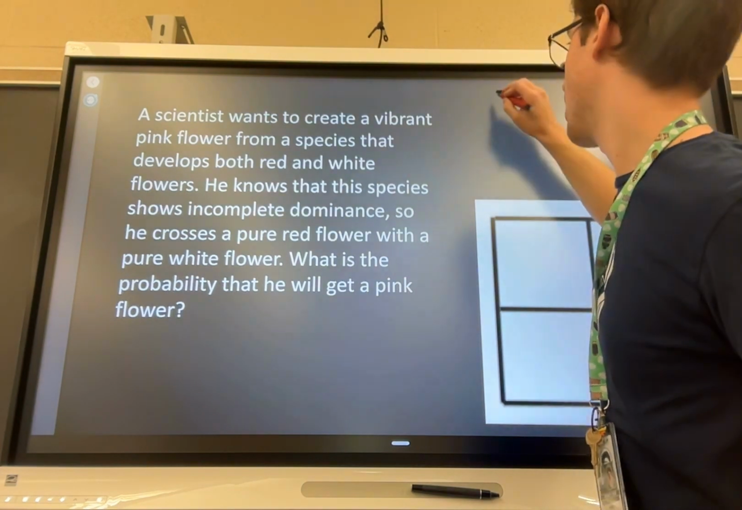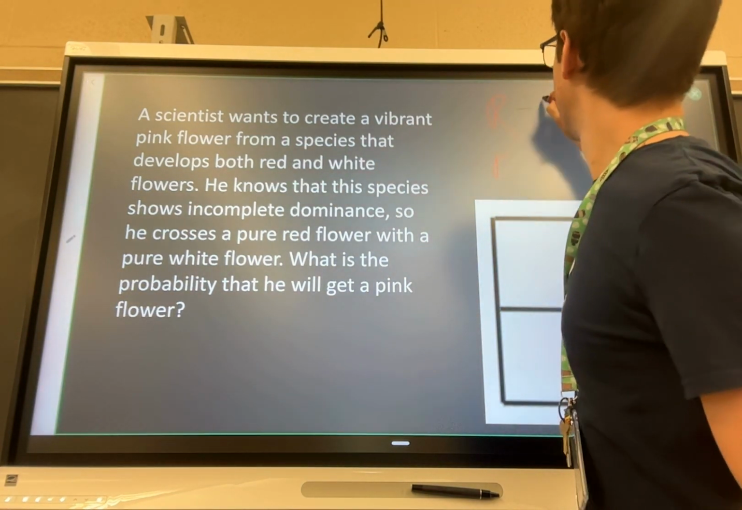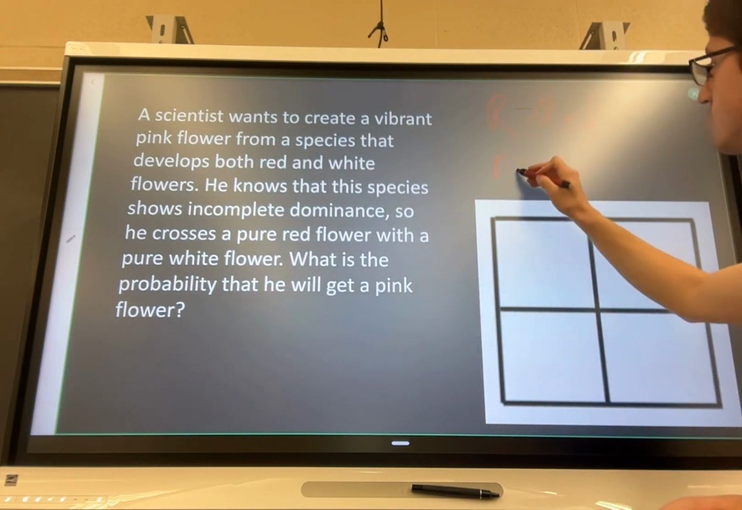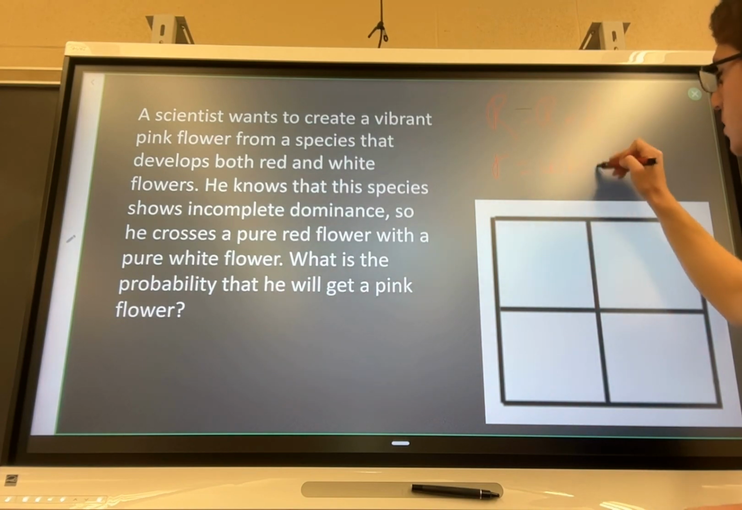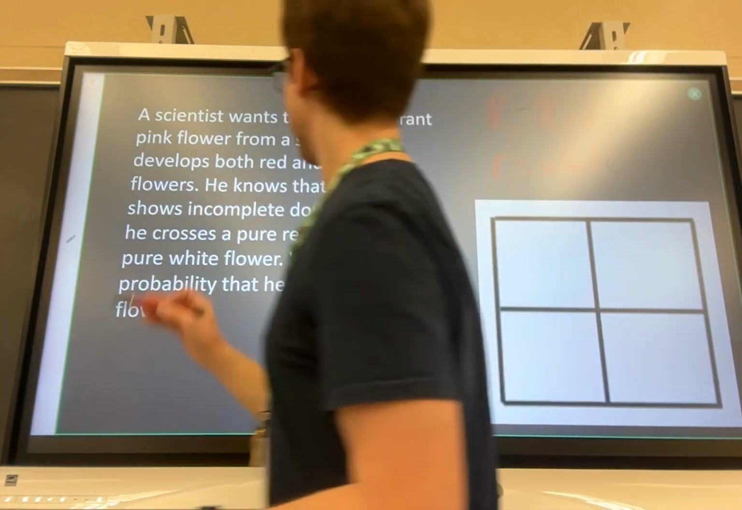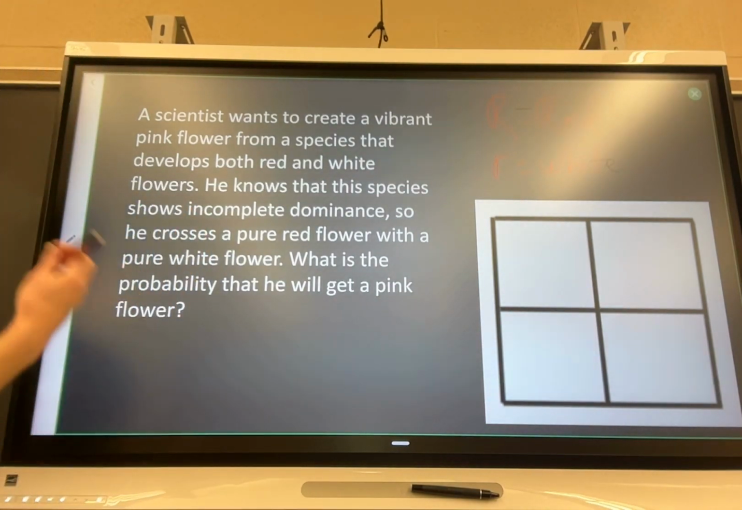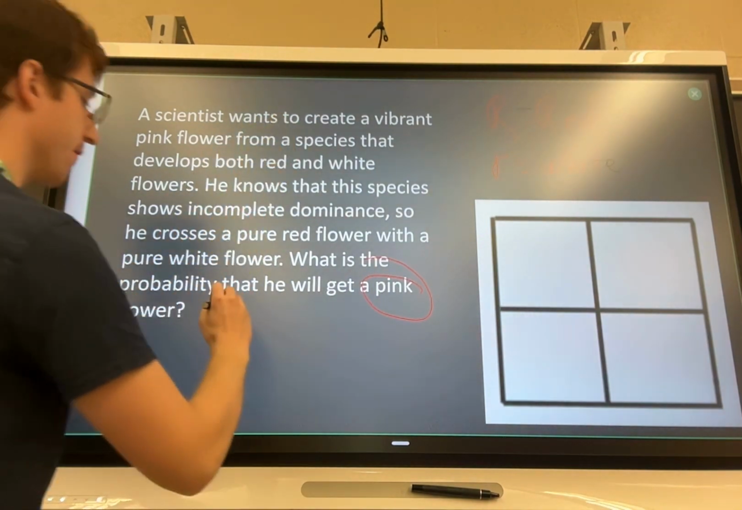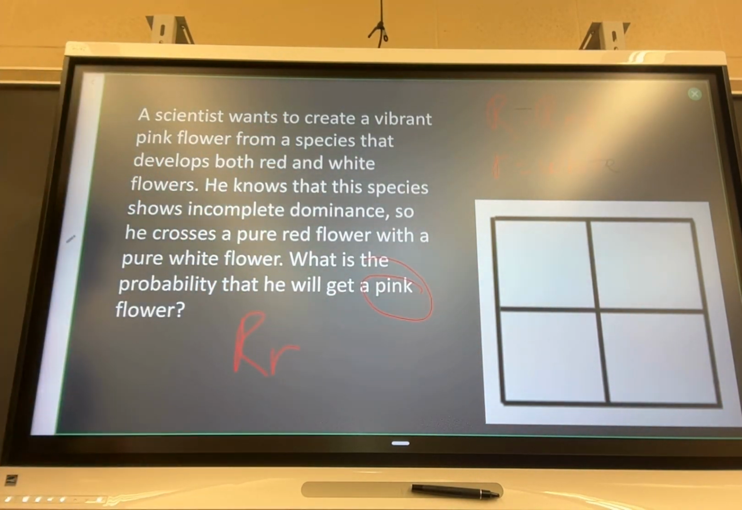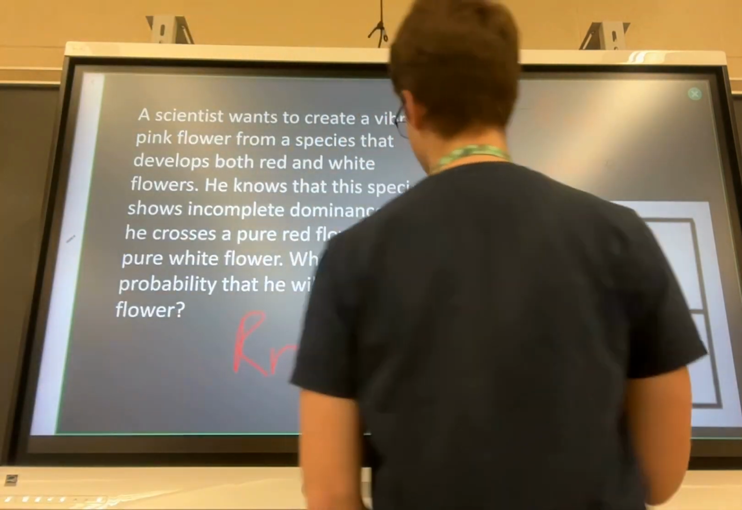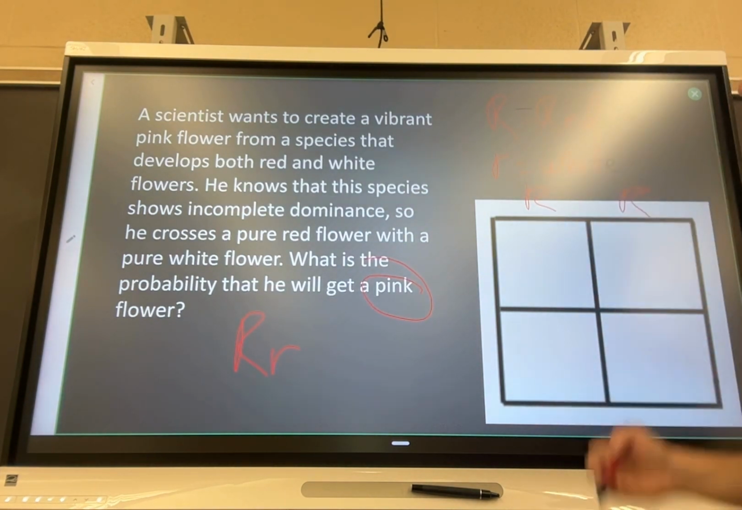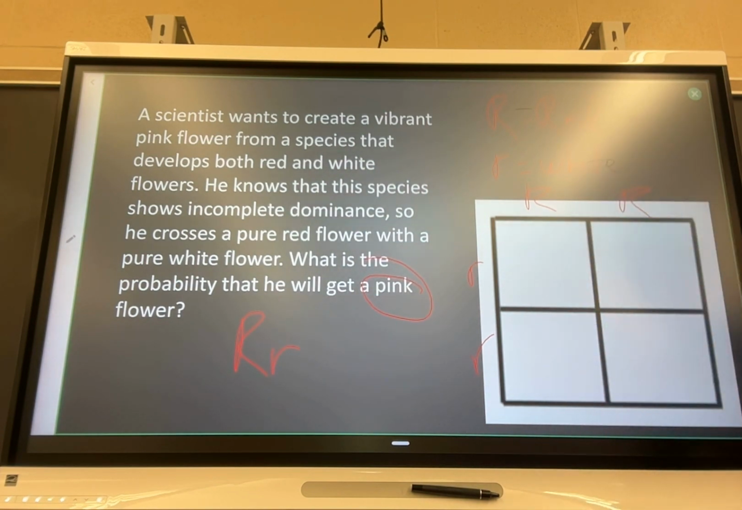So let's assign R as our color trait. If we have 2 big R's, we're going to be red. If we have 2 little r's, we will be white. And we want to be on the lookout for the heterozygous individual, the one that develops pink flowers. So we need to be on the lookout for big R, little r. So we will fill out our table. A pure red, we said, is going to have 2 dominant traits. A pure white, since it's homozygous, is going to produce 2 little r's.